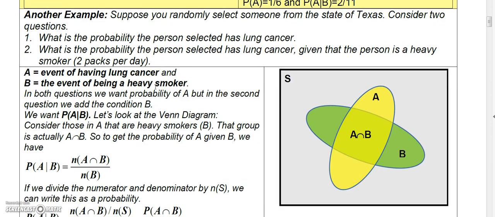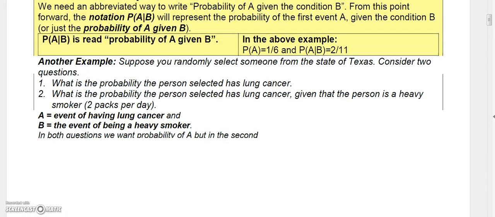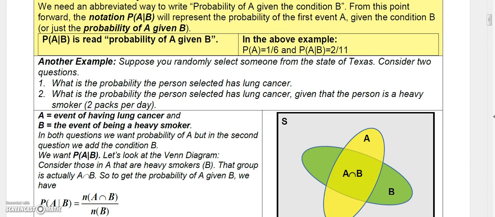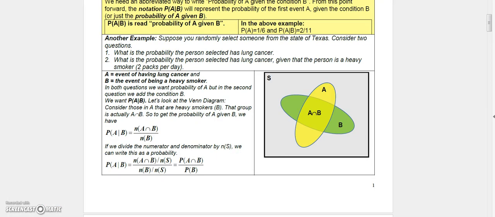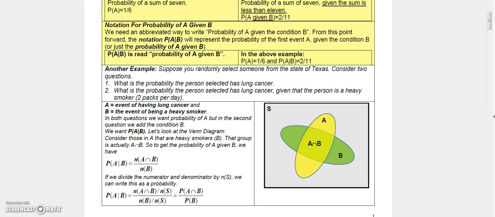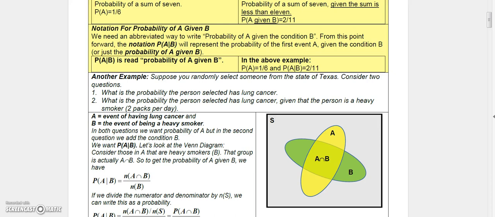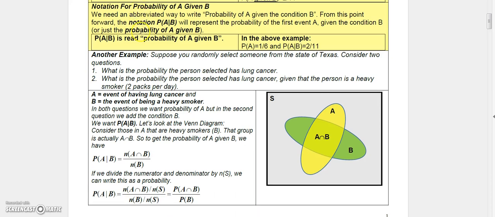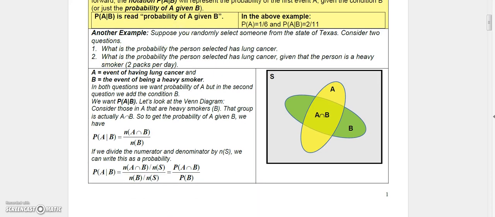Let's look at another example here. Let me make this a little bit smaller. See if I can make it fit on here for you. Okay, maybe make it a little bit bigger. Okay, one more time.